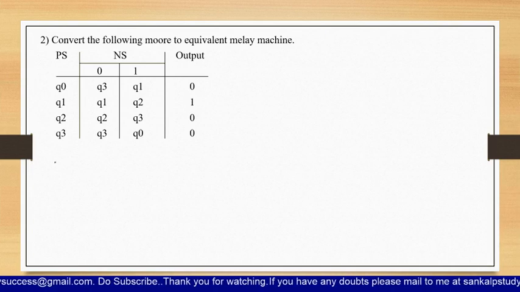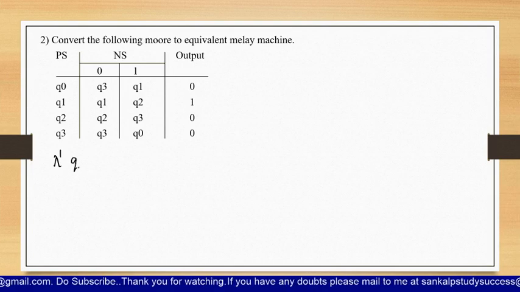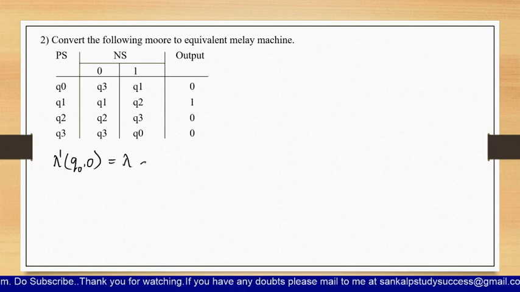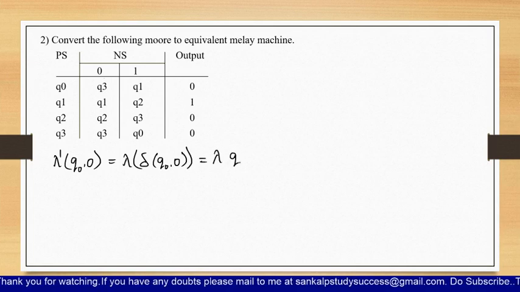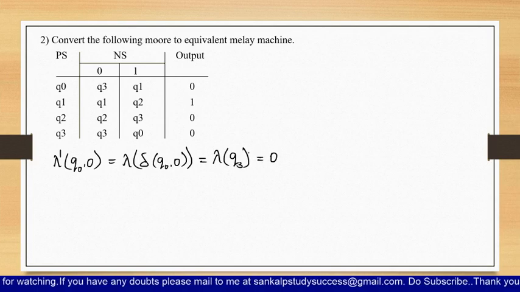So now the first thing we are going to do is find the lambda dash of q0 with 0, which is equal to lambda of the transition function of q0 comma 0. The transition function of q0 comma 0 is nothing but q3. So lambda of q3, the output is 0. In this way we are going to find it for each and every state. Here we have 4 states, so for the 4 states we are going to find it by applying both the input symbols 0 and 1.